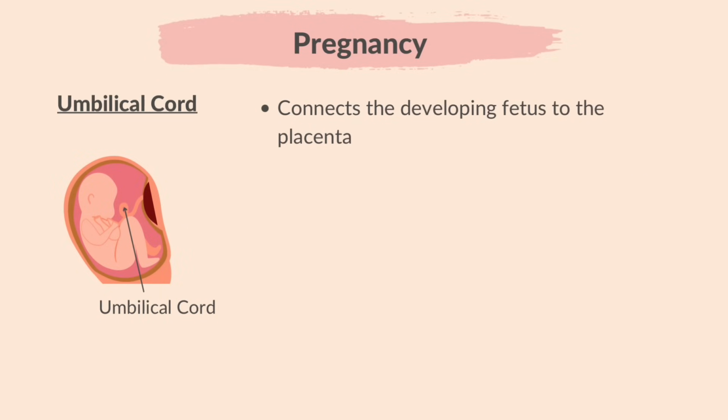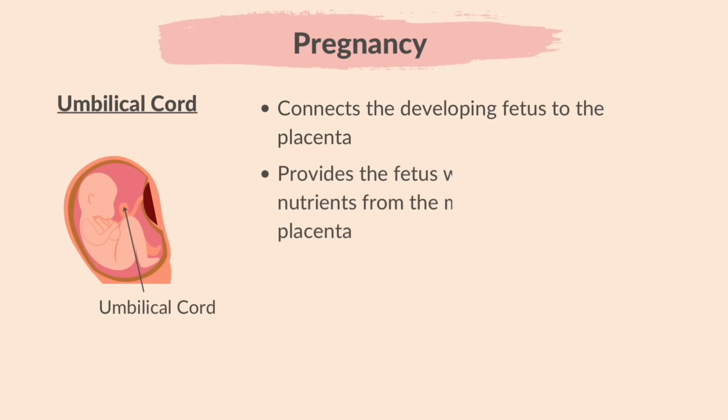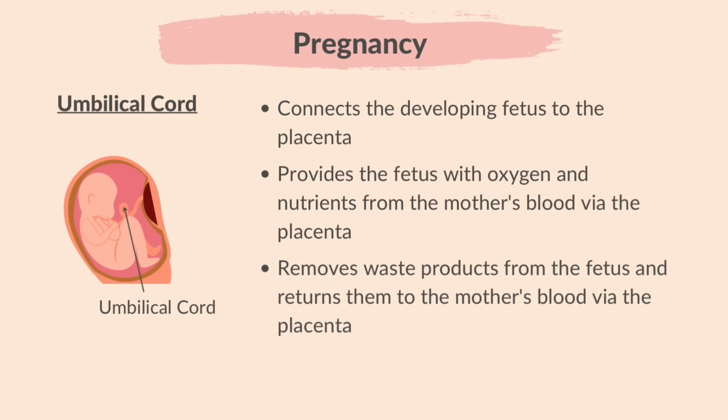The umbilical cord connects the developing fetus to the placenta. So it provides the fetus with oxygen and nutrients from the mother's blood via the placenta. It removes waste products from the fetus and returns them to the mother's blood via the placenta.